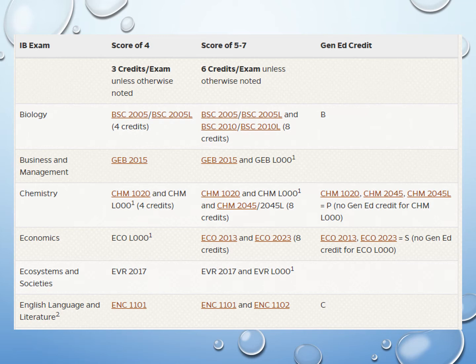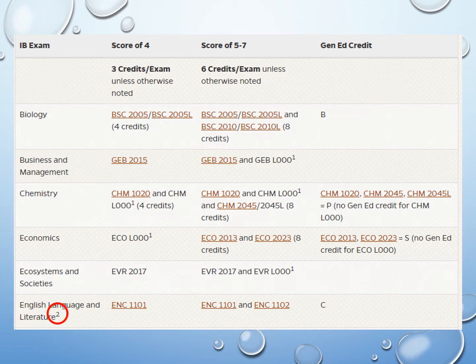Now, you'll notice that this is going to look very similar to AP, one less column, because we are grouping all of the scores of 5 through 7 into one specific awarding of credit, as opposed to it being different for 5, 6, and 7. It's essentially just, did you earn a passing score? If so, was it a 4 or was it a 5 or higher? That's really where the differentiation between what's awarded is going to happen. Now, again, you've got your list on the left of the name of the test the students took.